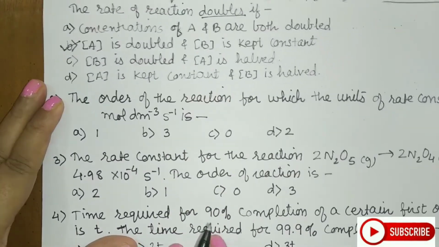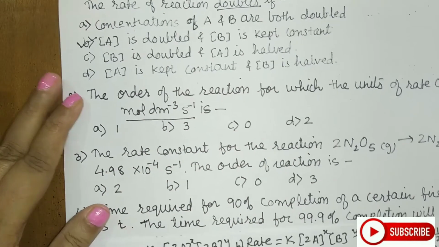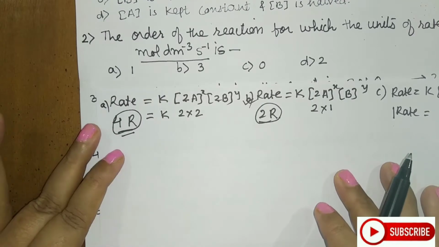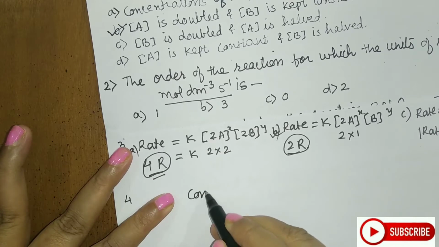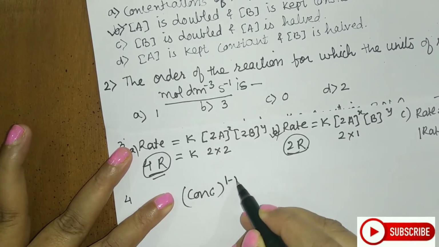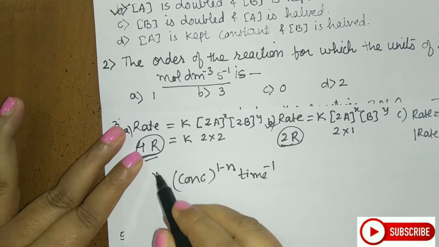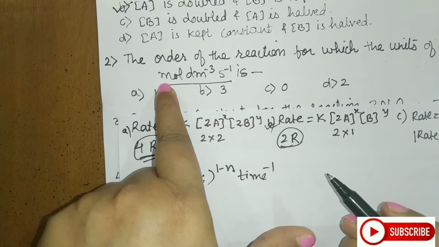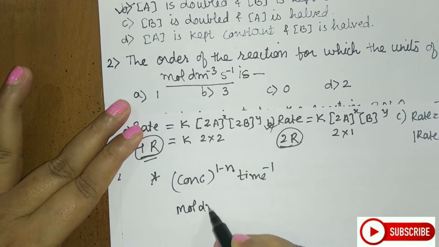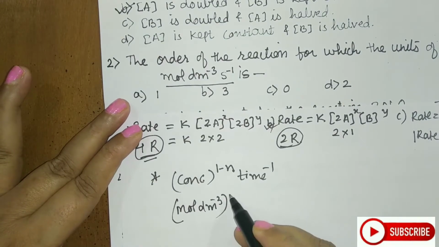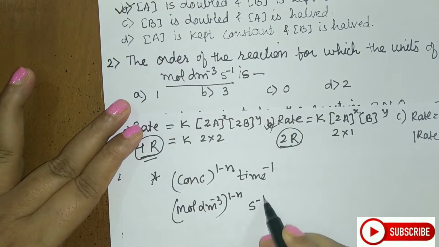The order of the reaction for which the unit of the rate constant is mole per dm cube second inverse. The very easy shortcut way to calculate the unit for the rate constant is always concentration to the power 1 minus n, time inverse. So this is the formula you have to use. Now here they have taken mole per dm cube. So let us keep here mole per dm cube raised to 1 minus n. The time which they have taken is second inverse. So let us write here second inverse.